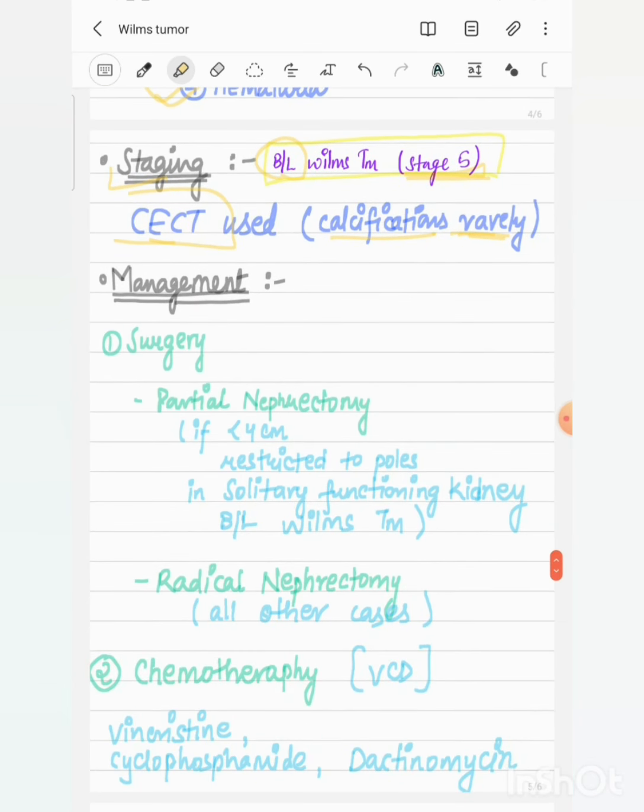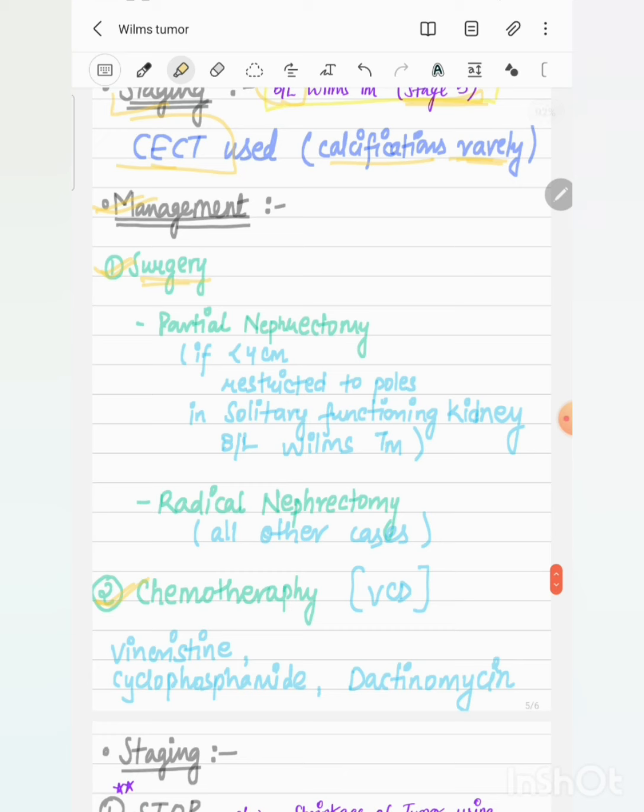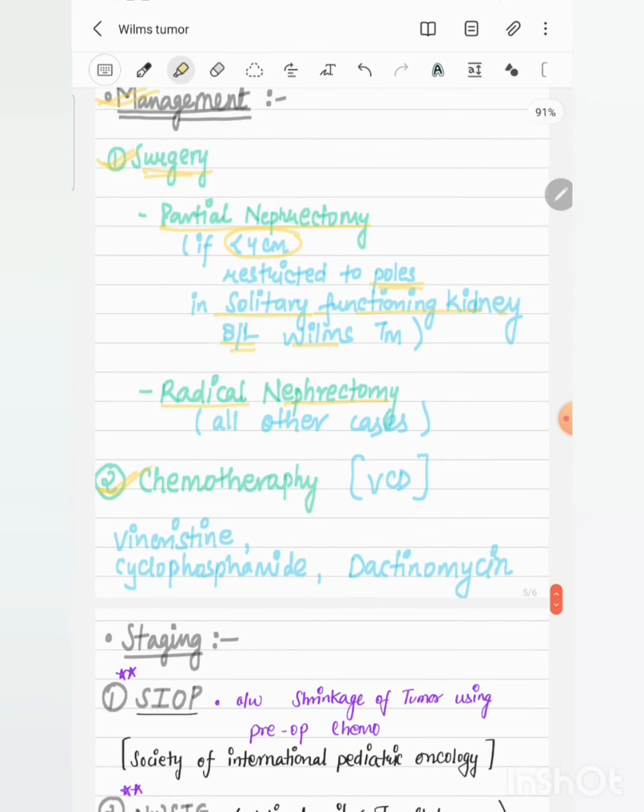Coming to the management aspect, it can be managed surgically and with chemotherapy. Surgically, you can manage it by doing partial nephrectomy or radical nephrectomy. Partial nephrectomy is preferred if the tumor size is less than 4 cm, restricted to the poles, in a solitary functioning kidney, or bilateral Wilms tumor. Radical nephrectomy is preferred in all other cases. Chemotherapy is VCD, that is vincristine, cyclophosphamide and dactinomycin.